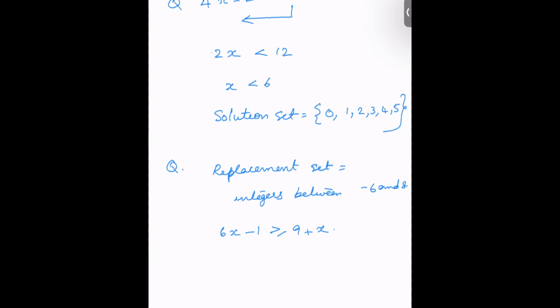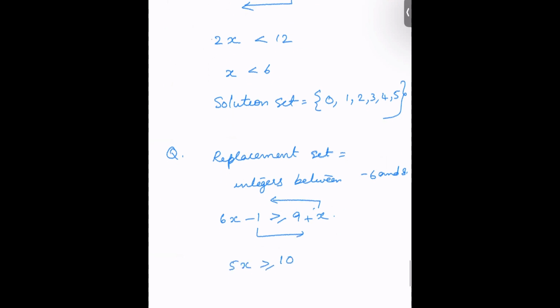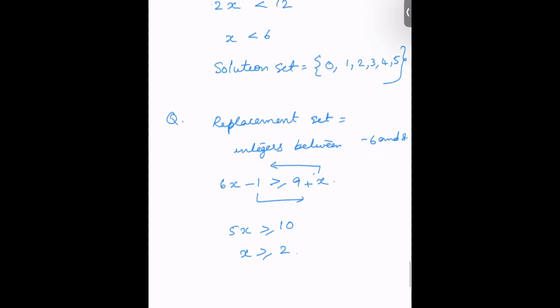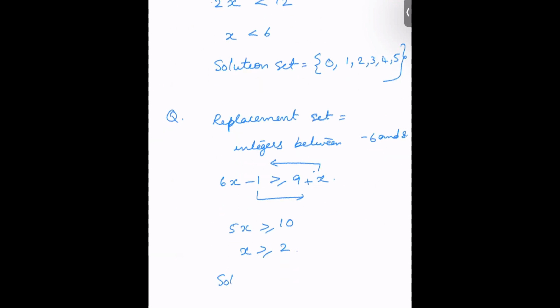Normal solving approach, nothing difficult here. Bring x to this side and this to this side. So you get 6x minus x is 5x greater than or equal to 9 plus 1 is 10. So x is greater than or equal to 2. So what is the solution set? 2, 3, 4 to infinity. 2, 3, 4, 5, 6, 7.